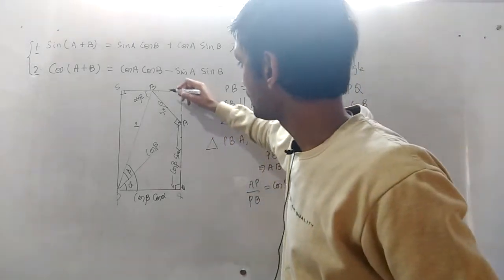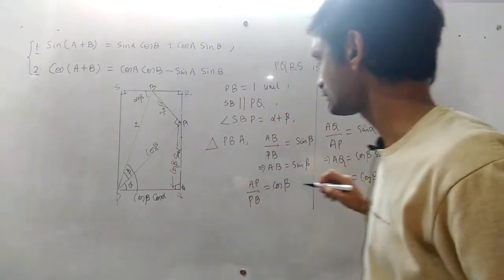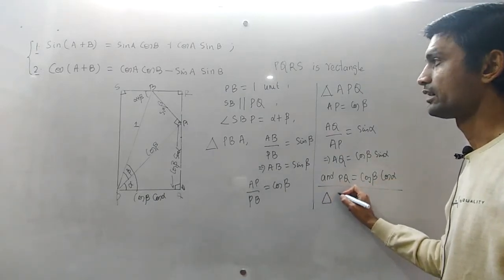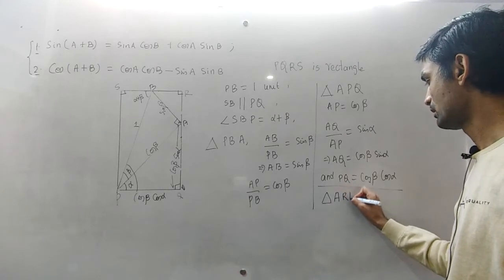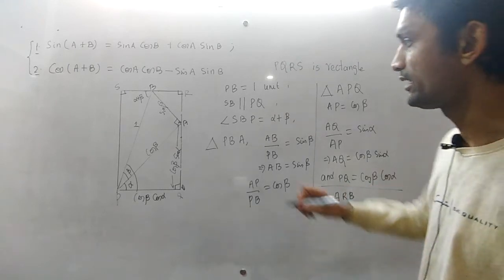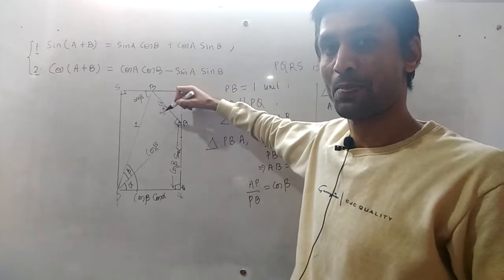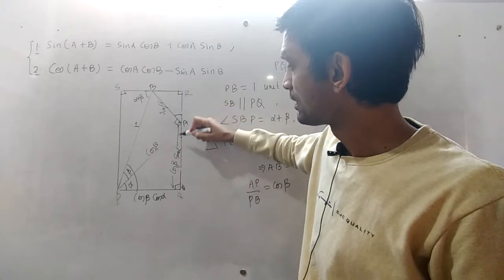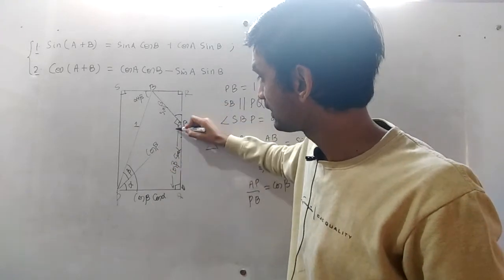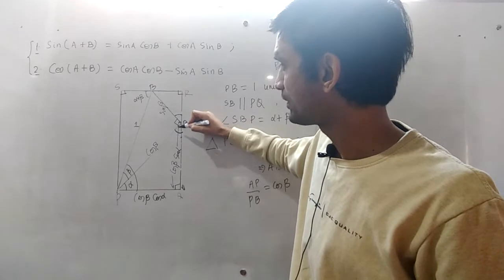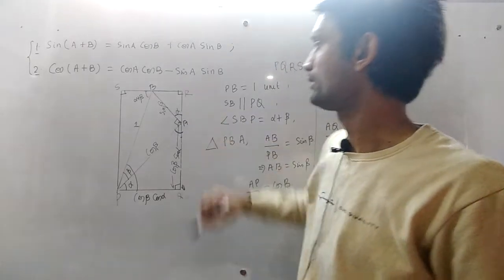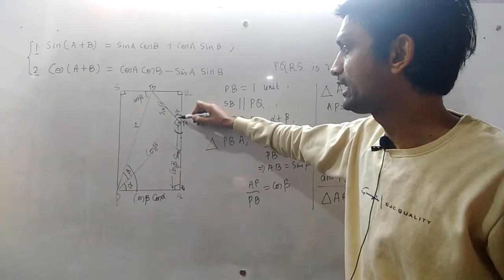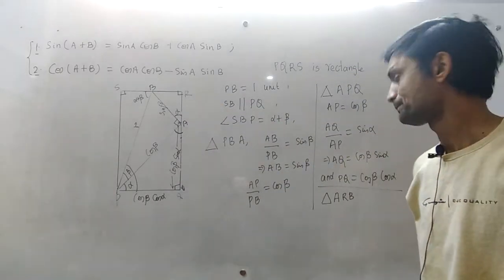Now can you see this right angle triangle? If you just observe this right angle triangle ARB, the hypotenuse is sin beta, right? And what about this angle? This angle is alpha, so this angle is 90 minus alpha, and this is 90 degrees. Because 90 minus alpha plus alpha is 90, plus 90 is 180 degrees, right?